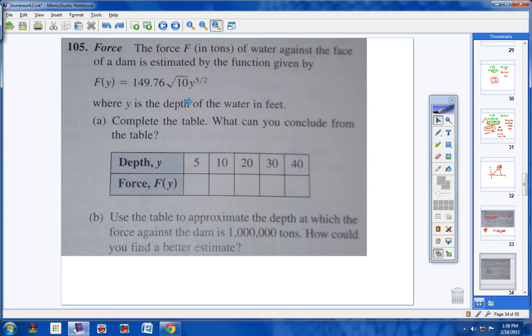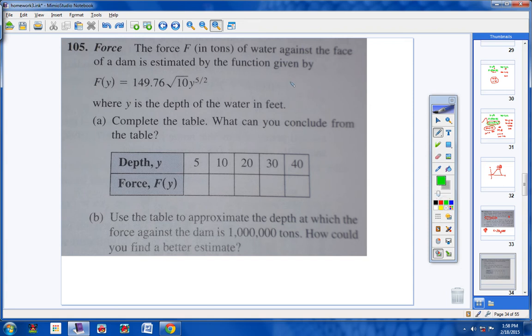The force F in tons of water against the face of a dam is estimated by this function here, where y is the depth. So you give me a depth of the water, y, and I will tell you the force against the dam. Alright, well, the first thing that they want us to do is pretty elementary. They want us to simply fill in the table of values by putting 5 in for y, and then 10, then 20, then 30 and 40. Now, I'm gonna do one of them for you, just to make sure you're with me, okay?